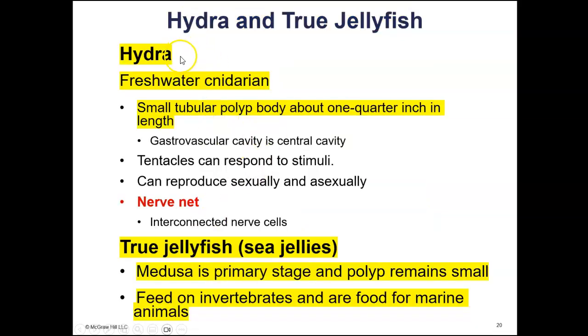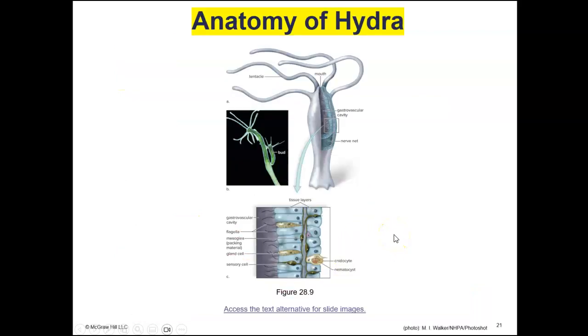Another type of cnidarian is a hydra. These are found in fresh water, ponds and lakes. They have the polyp body form. The true jellyfish has the medusa body form.